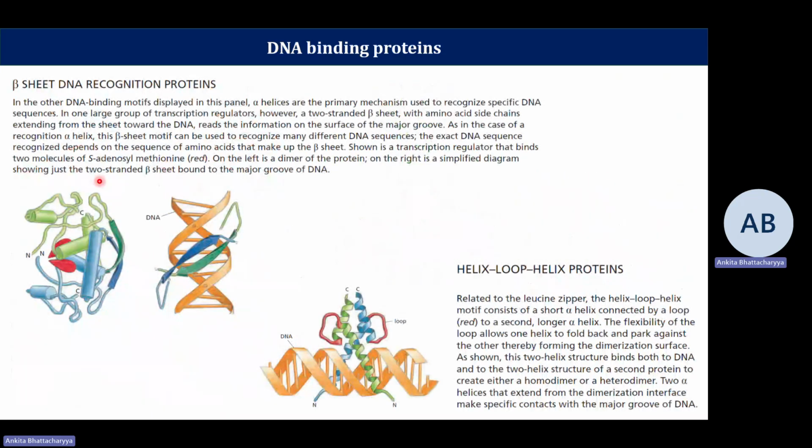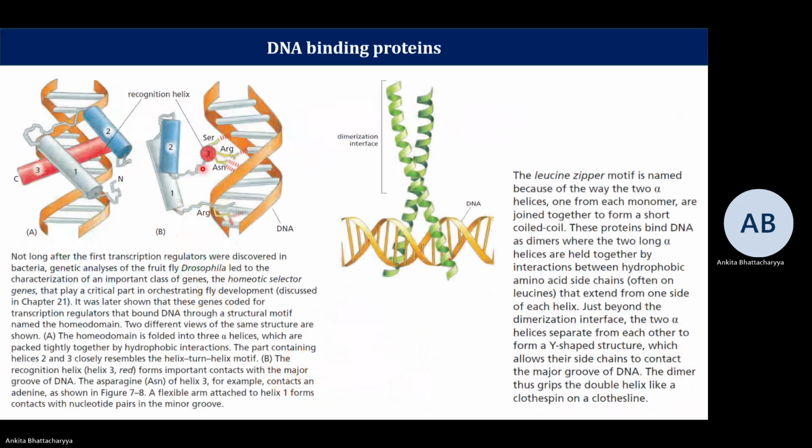Next, you have the beta sheet recognition motif. So, what have we discussed till now? We discussed helix-turn-helix. We discussed a subgroup among helix-turn-helix proteins, which includes the homeodomain group of proteins. And then you saw the leucine zipper. This is the dimerization interface. The two dimerization interfaces have amino acids which are able to bind with each other and form a stable structure.